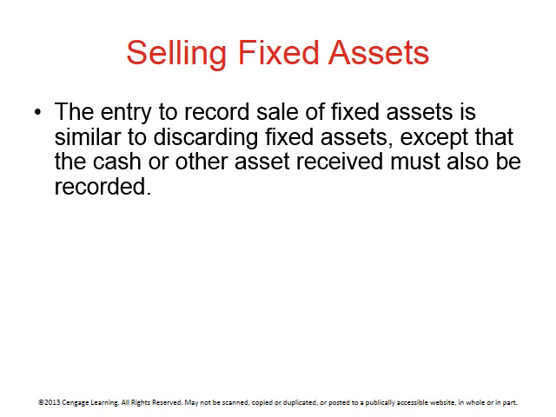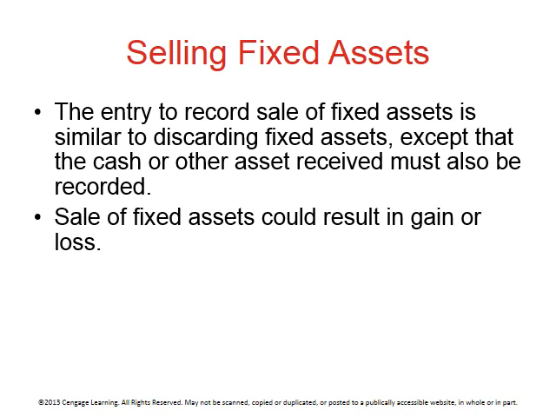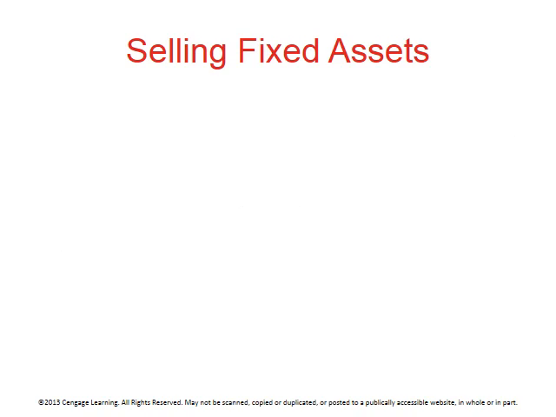Another thing we could do is sell fixed assets. So it's similar to the discard, but we also have to record cash collections. And you can record a loss or a gain in selling assets, depending on what it's worth and just depending on what you sell it for.